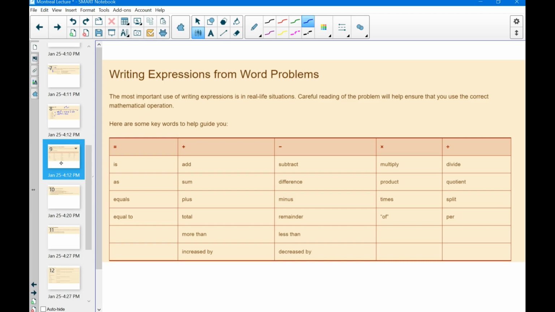Okay, this basically is some written expressions and word problems. If you see is, as, equals, or equal to, that's basically equals. If we see add, sum, plus, total, more than, increased by, that's going to be an add. If we see subtract, difference, minus, remainder, less than, decreased by, it's always going to be subtraction. These are key words that actually help you determine which operation is happening.